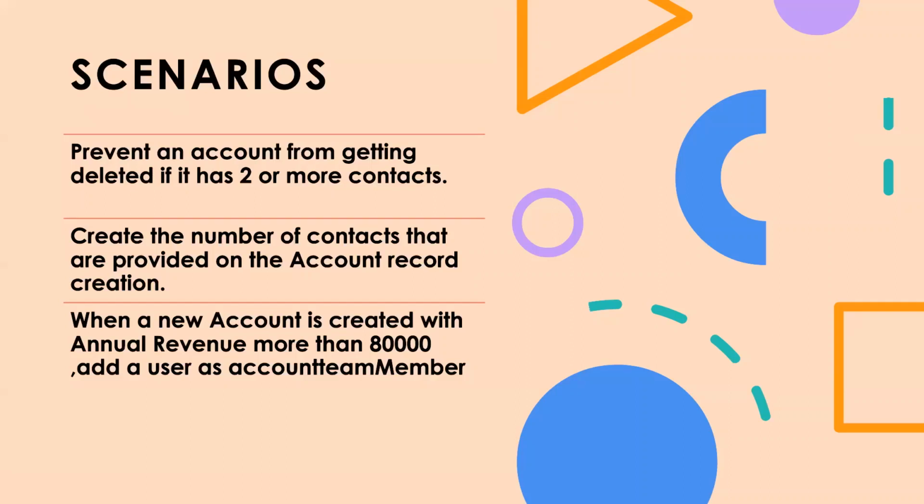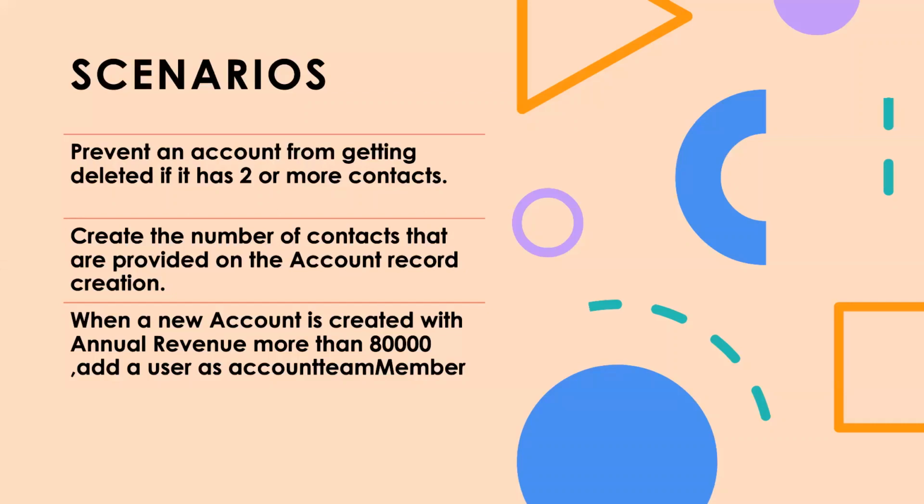And then the third scenario is when a new account is created with annual revenue more than 80,000, add a user as account team member. So here again, when I'm creating an account, if I enter an amount of 80,000 or more than 80,000 in the annual revenue field of account, then I will pick one random user from my org, and I will assign that particular member as the account team member for that account.